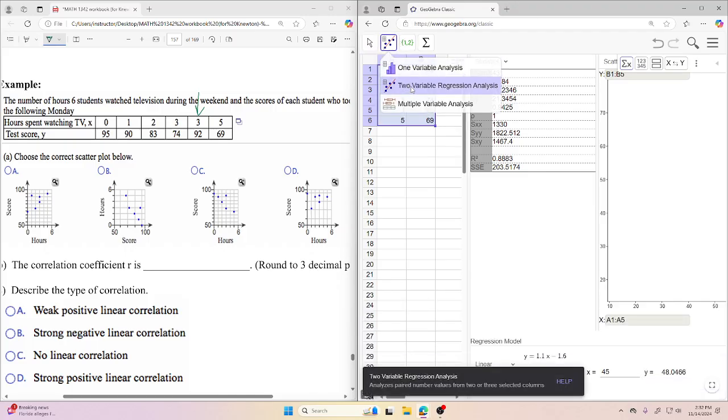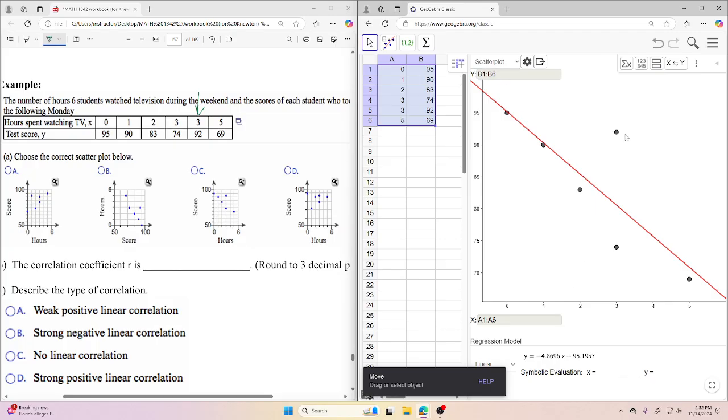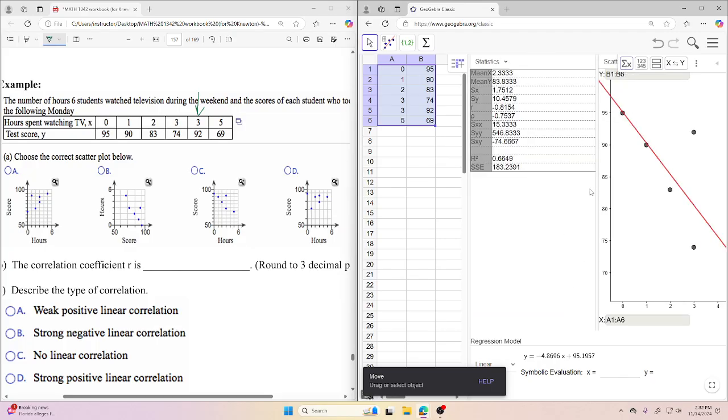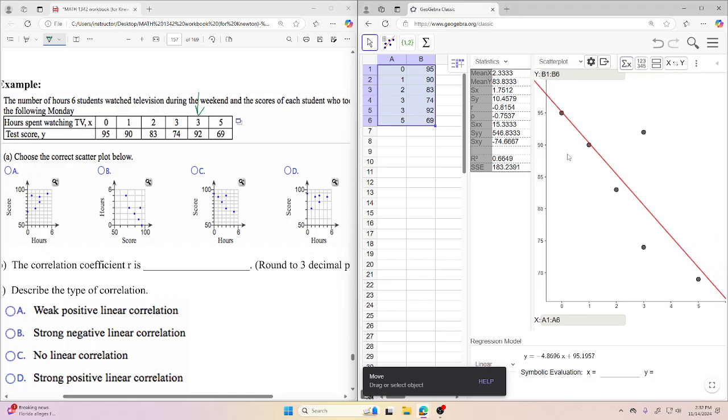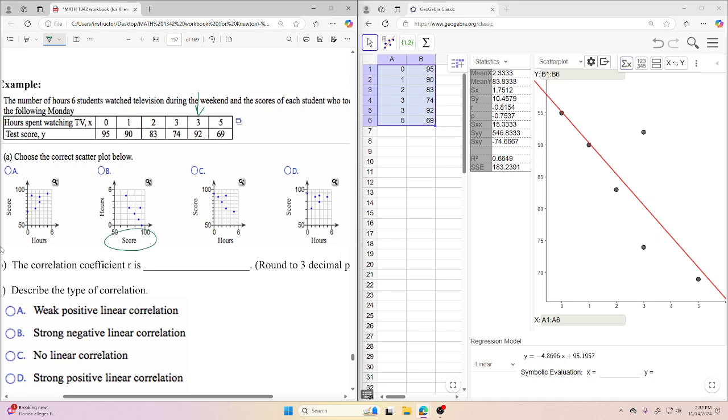Two variable regression, sigma x. I don't know. What do you think, guys? It's looking bad. It's looking down. And so which one, A, B, C, or D? B? You like B? I think you're right. Yeah, the score is your X value. No. Wait, that's wrong. Look around.